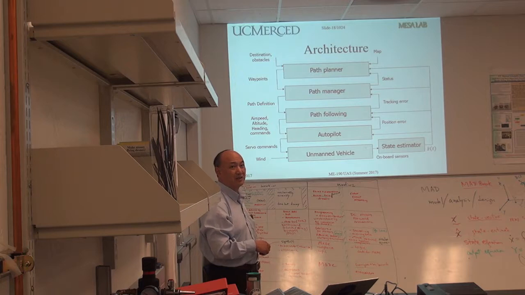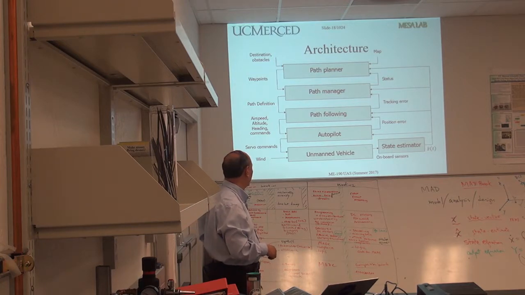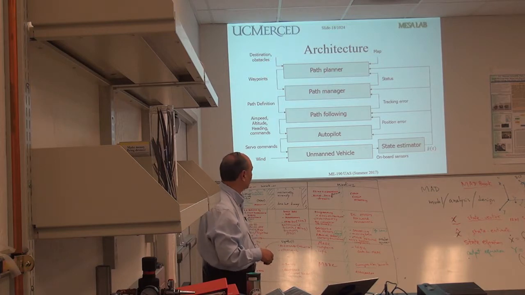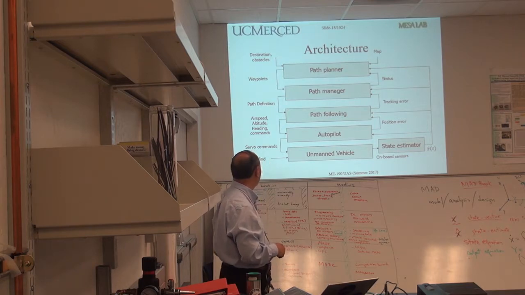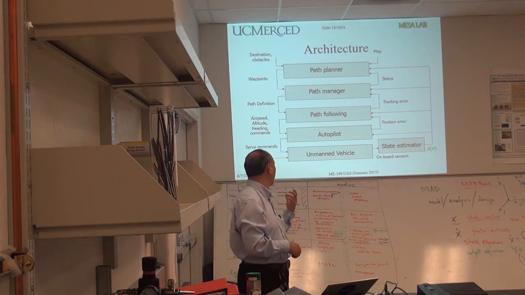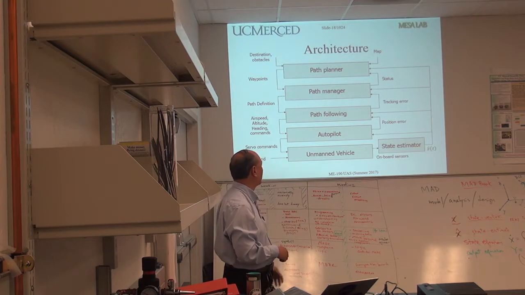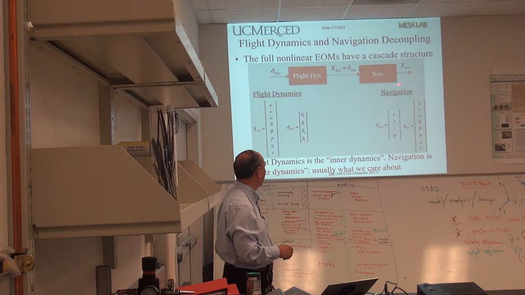I explained this already, so I don't want to explain it again. But we just zoomed in to see the states inside, and to tell you that we need to do estimation because they are not all measurable. And all this path following part is what we call the navigation part.